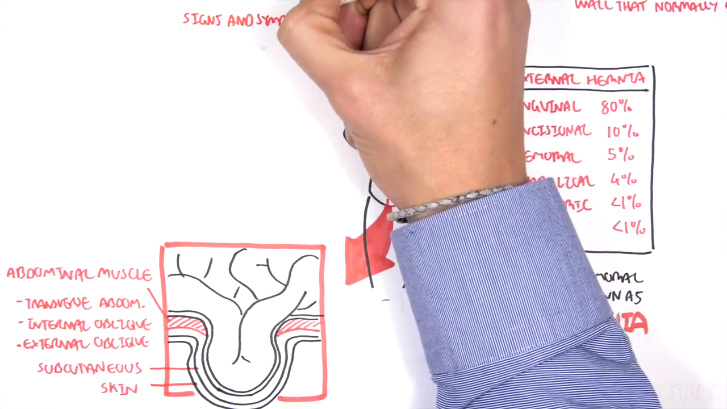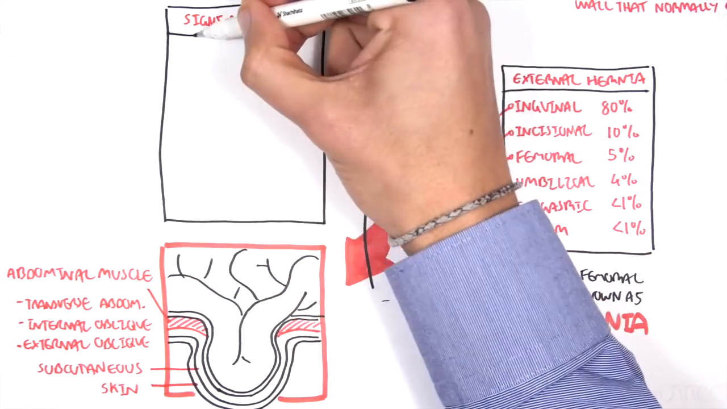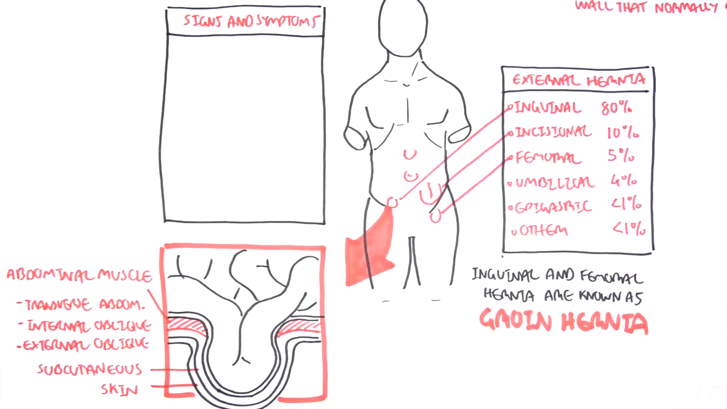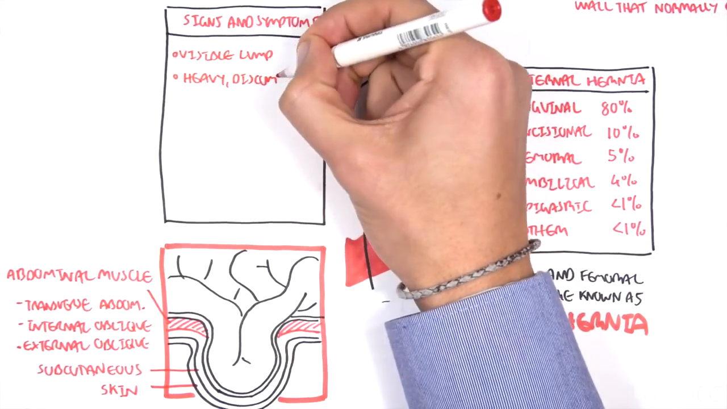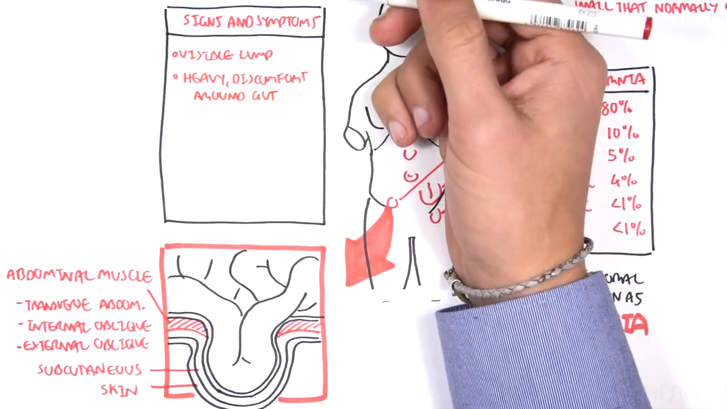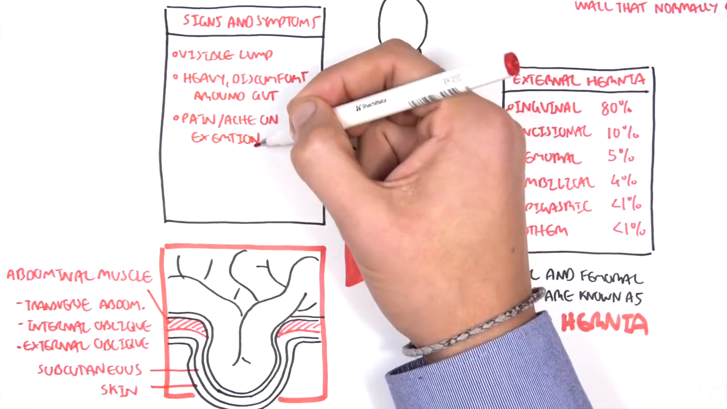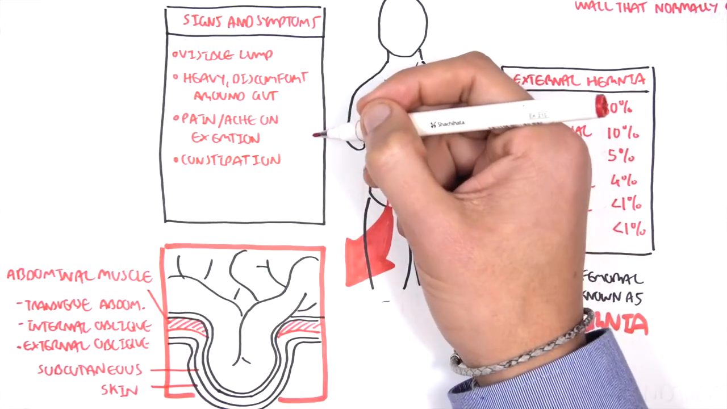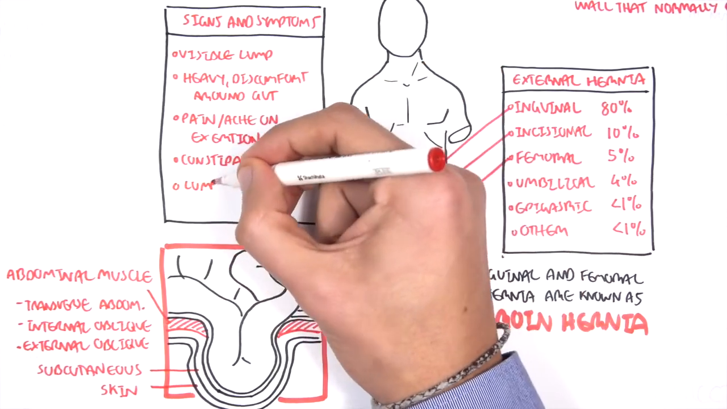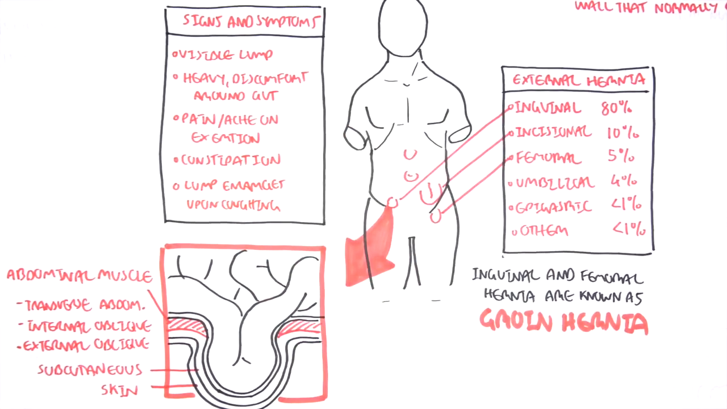So what are some signs and symptoms of someone who has an inguinal hernia? Obviously it depends on the severity, how much it's bulging out, and whether it's strangulated. But the signs and symptoms altogether are a visible lump, a heavy discomfort around the groin, and pain and aching on exertion, such as lifting something. You can experience constipation, and the lump enlarges upon coughing as a sign.